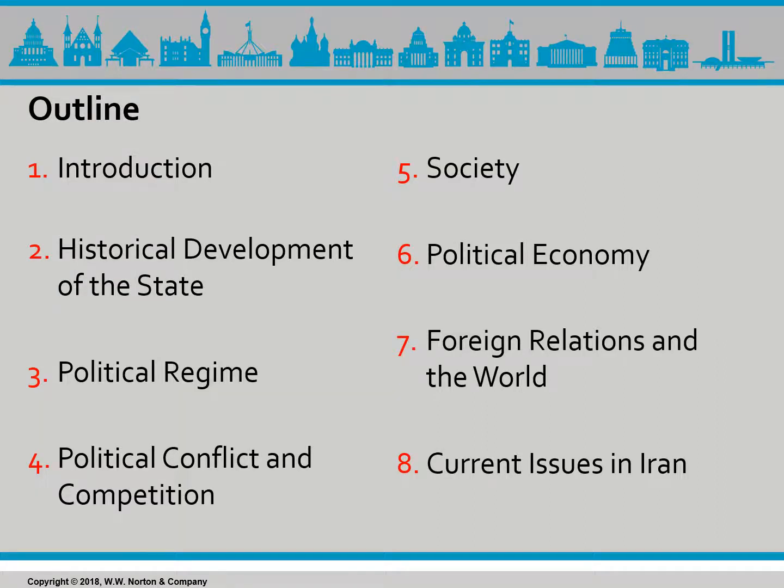So the outline of our lecture that we're going to be covering goes as follows. We have an introduction, our historical development of the state, the political regime, the political conflict and competition, society, political economy, foreign relations in the world, which is what we're most familiar with, and of course the current issues in Iran itself.